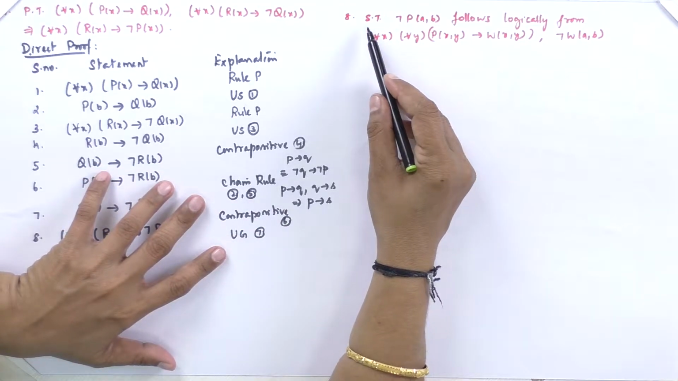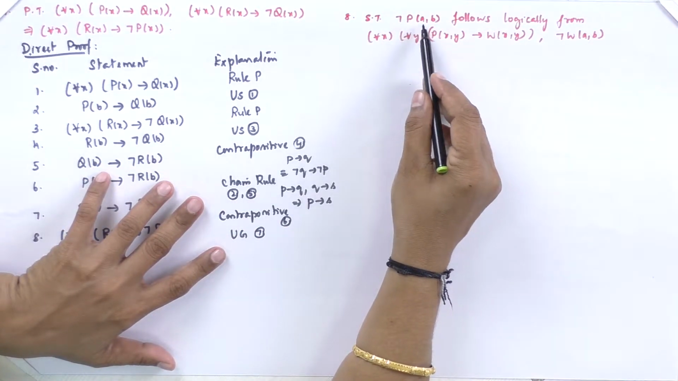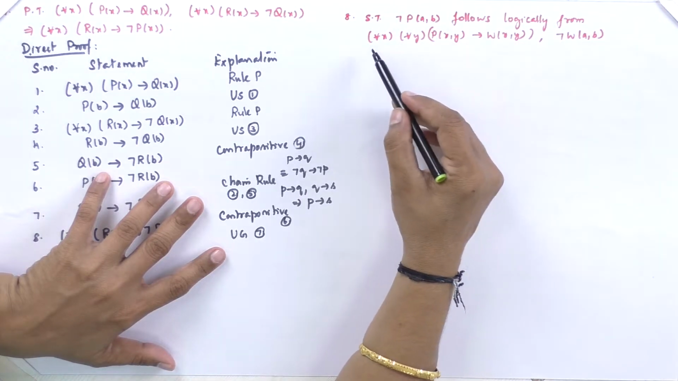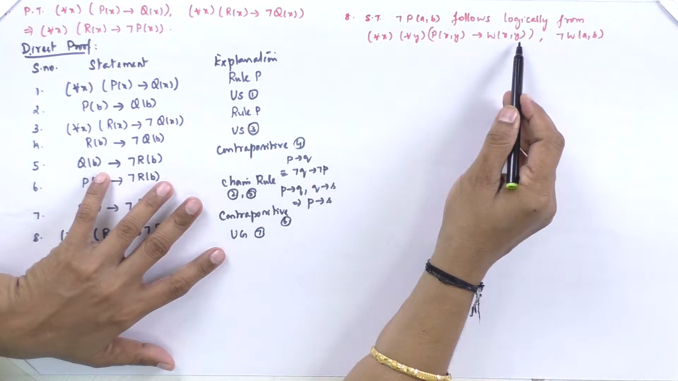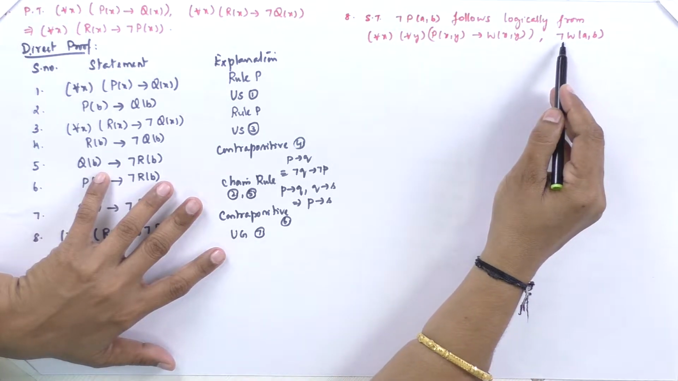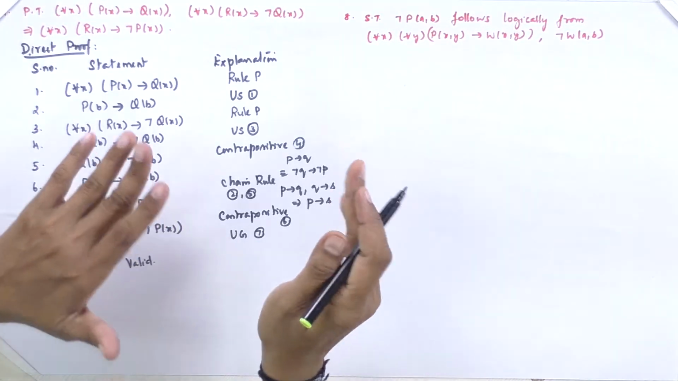That is, prove that negation P of A, B follows logically from for all x, for all y, P of x comma y conditional W of x comma y, and negation W of A comma B. So what's the difference between this problem and the problems we have solved so far? Whatever problems we have done so far, they all have only one-place predicates. What is meant by one-place predicate? Any statement which has one subject with one predicate is called a one-place predicate.